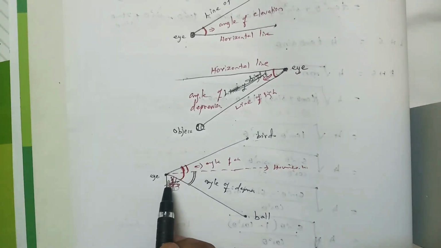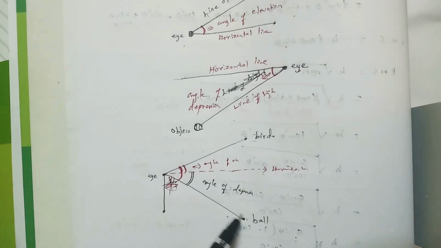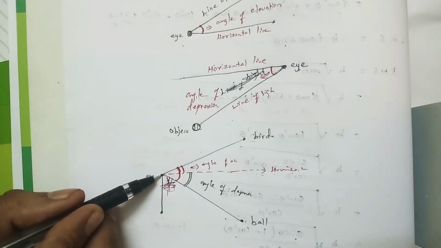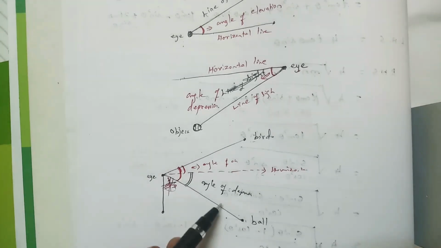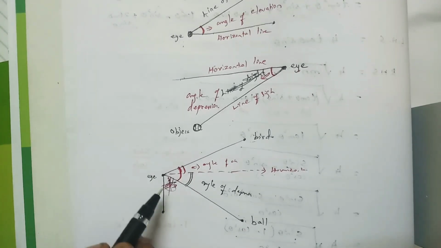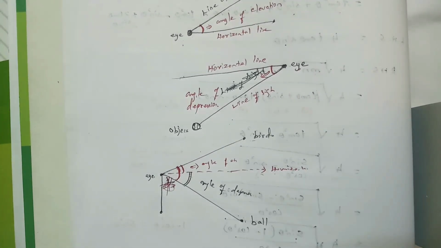Always we will get an angle of elevation between the horizontal line and the line of sight, not between the vertical line and the line of sight. So for a vertical line and line of sight, if we are getting an angle, that angle is not an angle of elevation or angle of depression. That's very important. Understood?